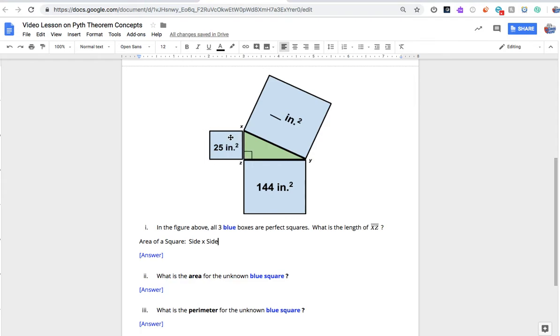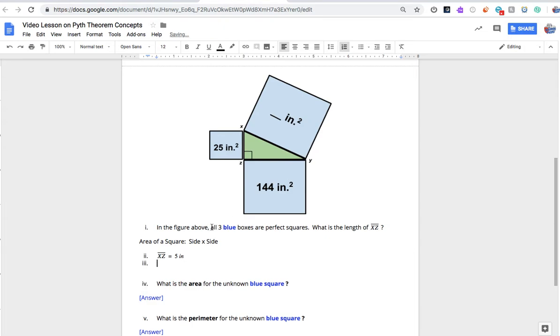So here, if the area is 25 square inches, I can take the square root of 25, and that tells me the area has to be coming from a side length of 5 times 5. So XZ has a measurement of 5 inches, because 5 times 5 gave us this blue square with an area of 25. Because of that, we also know that if we take the square root of 144, ZY should have a length of 12 inches.